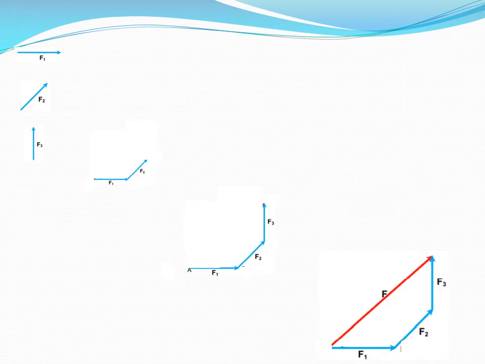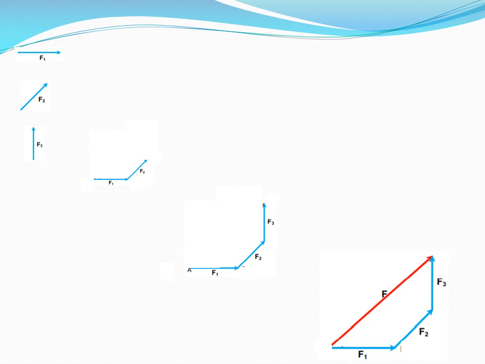Dear students, here you see three vectors F1, F2 and F3, which are to be added by the head-to-tail rule. F1 is directed eastward, F2 is directed northeast, and F3 is toward north. So let's add them. Here you just saw what the head-to-tail rule is and how to get the resultant by using it.